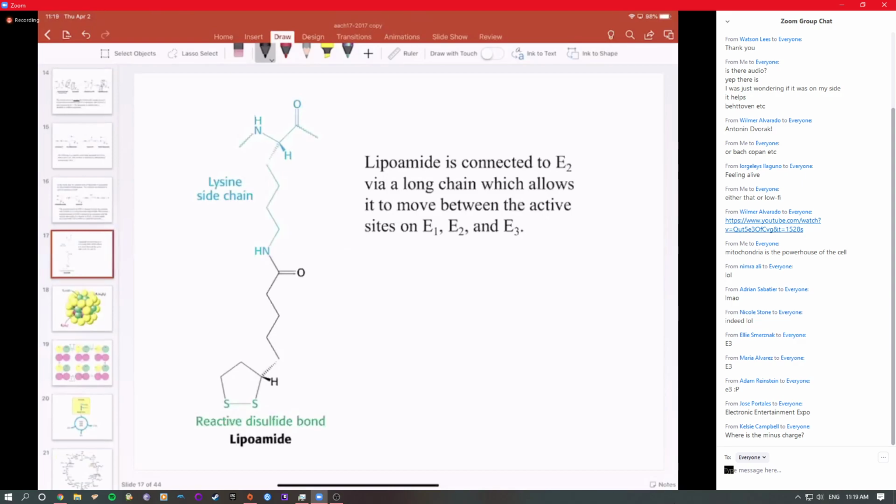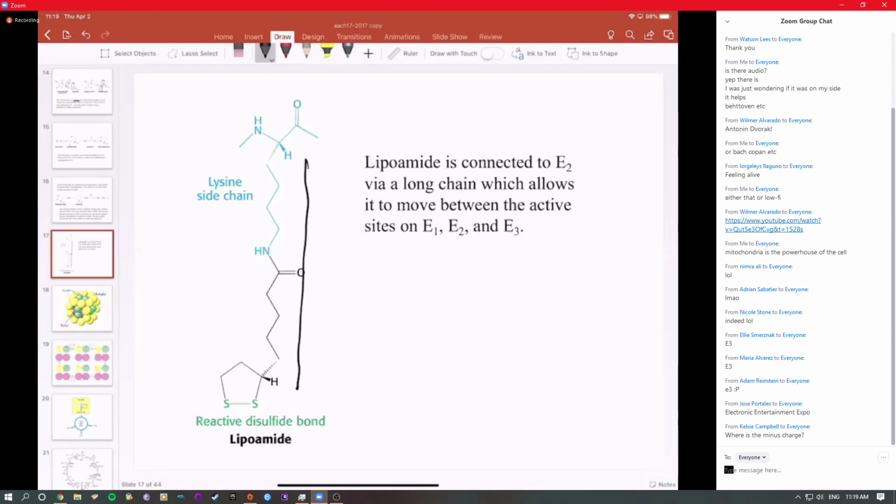Shown here is the lipoamide. And what you notice here is that the lipoamide is attached to the lysine residue on E2, and it makes a very long attachment point. The idea behind this that's very important to understand is that it's the same concept as biotin. In biotin, you had a long arm, and the biotin could move around when you were doing the pyruvate carboxylase.